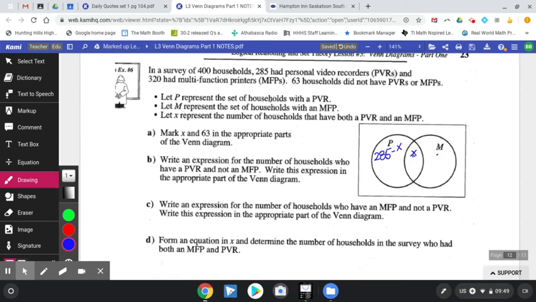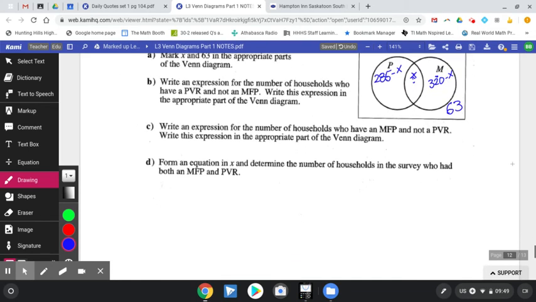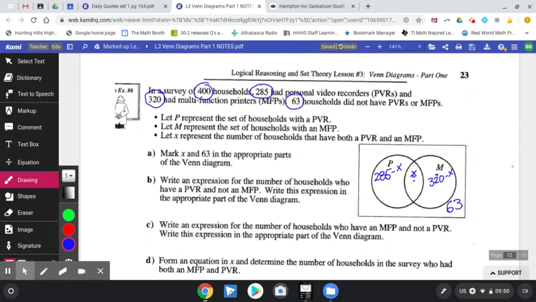And then for the MFPs, I know that the whole circle, which is this section plus this section, they have to have a total of 320. So if this section is X, then this section would be 320 subtract X. And out of all the numbers that we see up here at the top, the only number that we can put directly into the diagram without any work is this 63, which would go on the outside. All right, so I'm just going to take it down to where I have a little bit of space down at the bottom here.